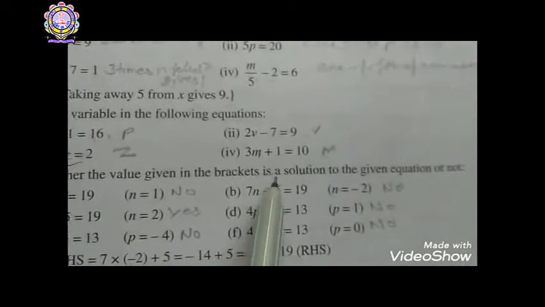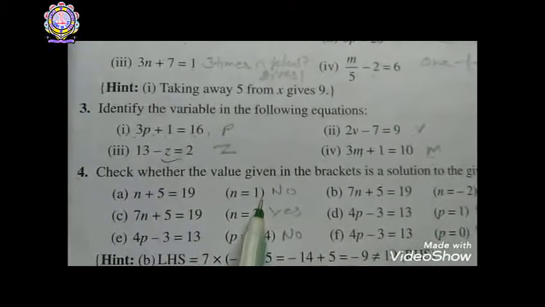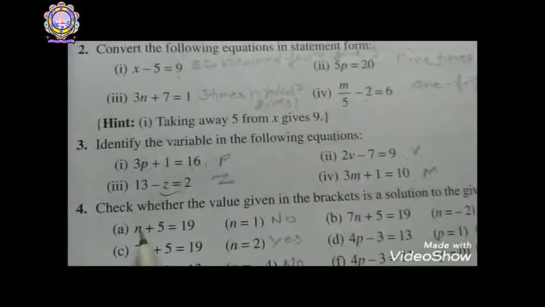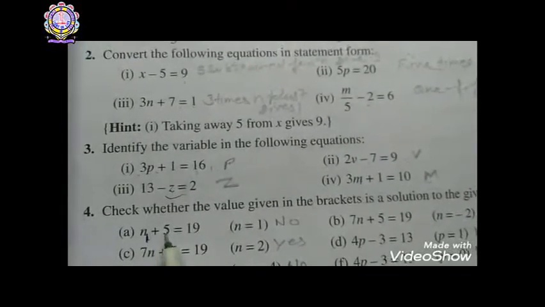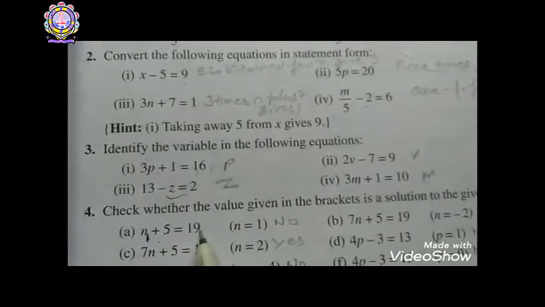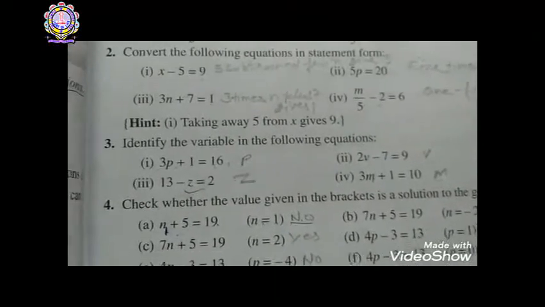Now check whether the value given in the bracket is the solution to the given equation or not. n plus 5 equal to 19, n is equal to 1. If we write 1 in place of n, what is the value? 1 plus 5 is equal to 6, which is not equal to 19. Therefore, n equal to 1 is not a solution. So we just write no here.